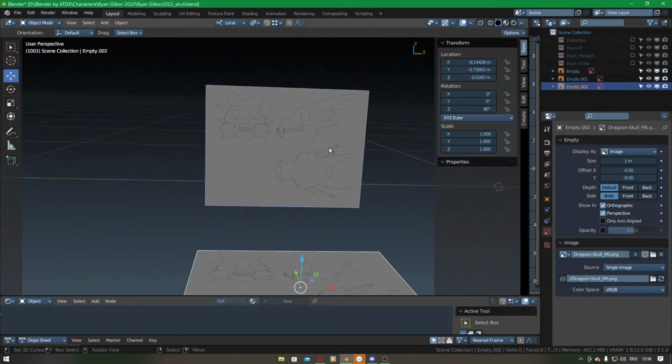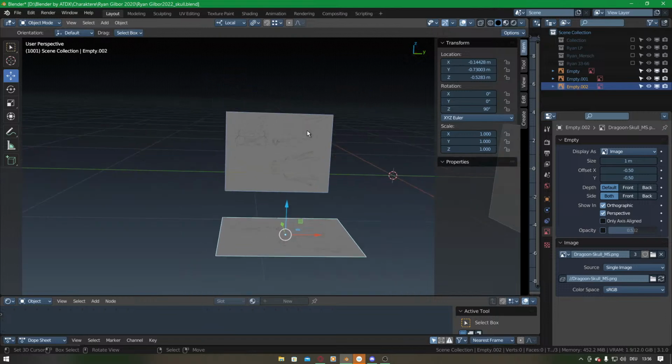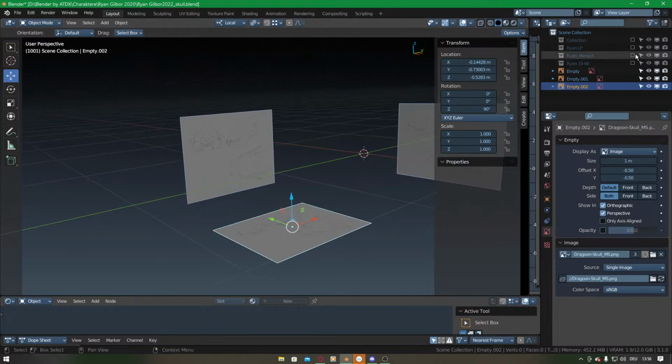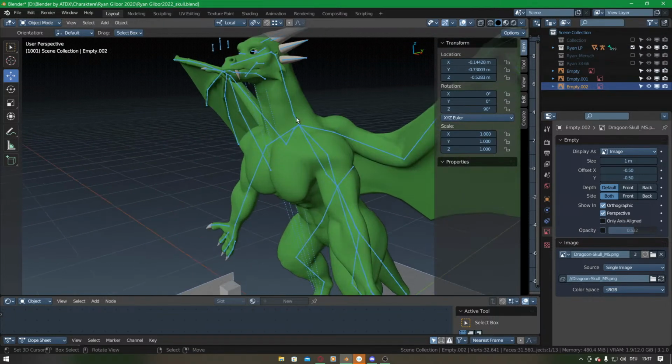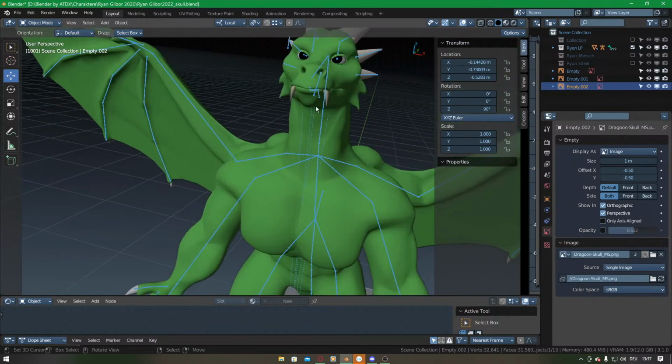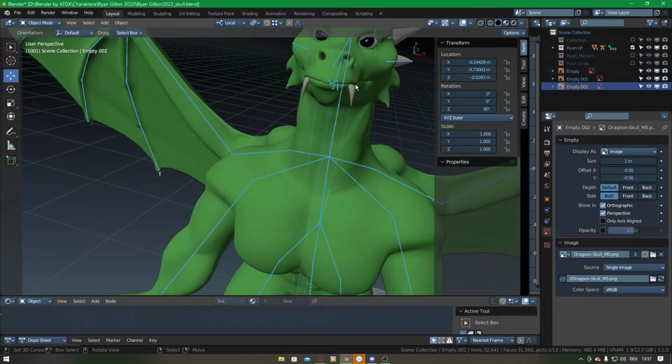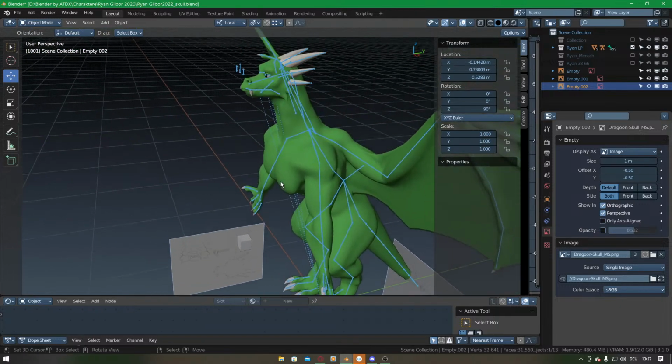So I'm continuing here, and as you can see, I already made a model sheet for the skull. It looks weird, but I definitely know how it should look, and it's a little bit different from him in the end. So the snout is a little bit wider.